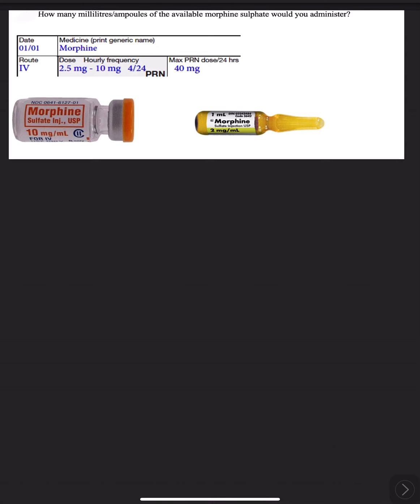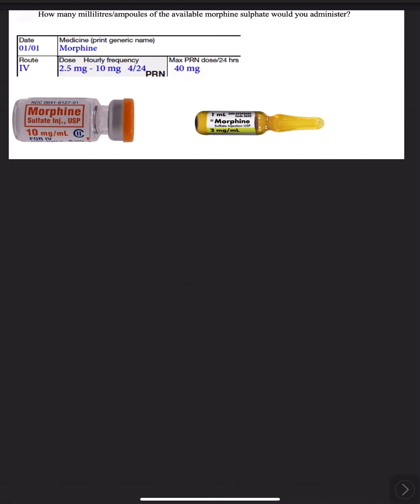If you look here, we've got a sample of a drug chart where the data has been filled in by the doctors. We've got the medicine, we've got the route, which is intravenous, and we've got the dose here to be 2.5 mg to 10 mg every 4 hours. And this is to be given PRN, whenever required. And we've got the maximum dose in 24 hours.